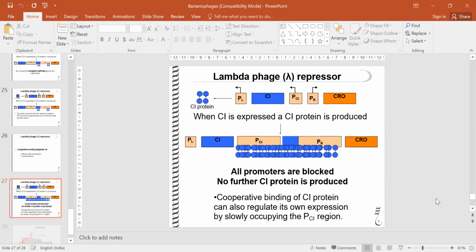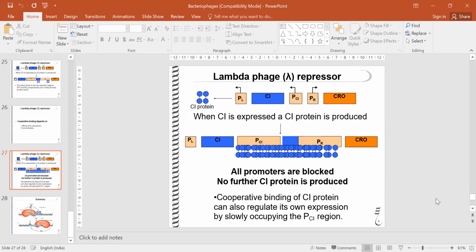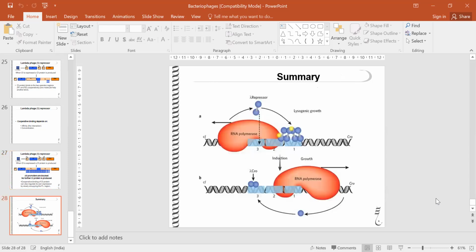In this condition we can see lambda C1 is expressed and it produces the C1 protein. All promoters are blocked, so no further C1 is produced. By cooperative binding, it can regulate its own expression, slow down, and occupy the PC1 promoter region, and it can stop the activity.